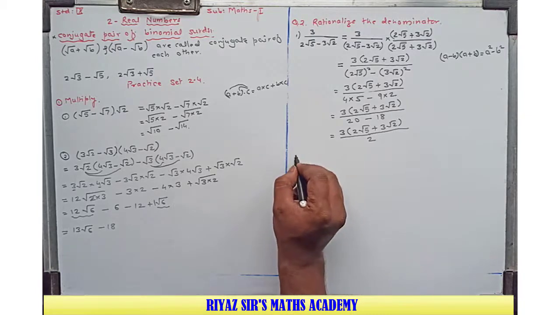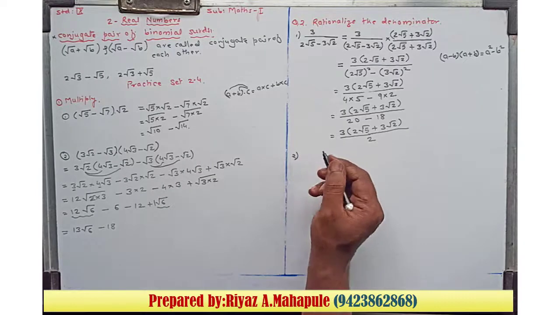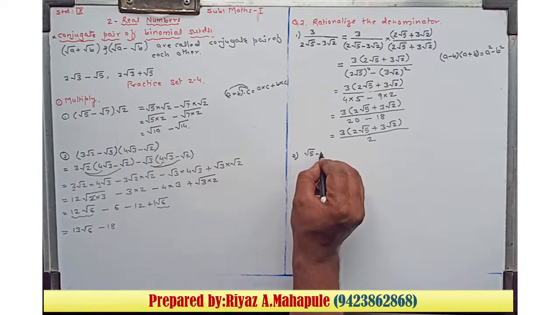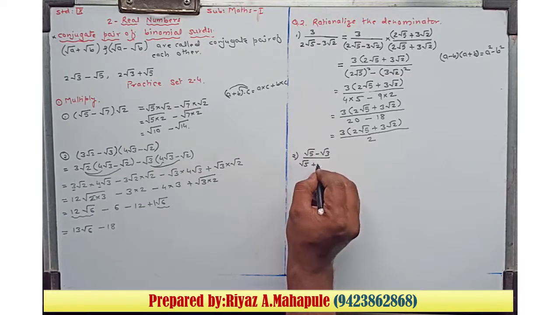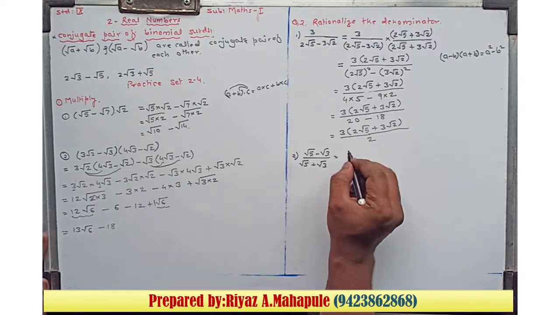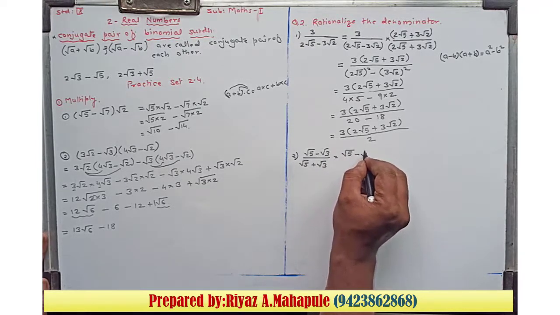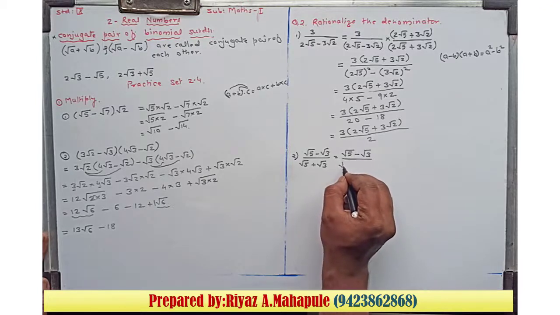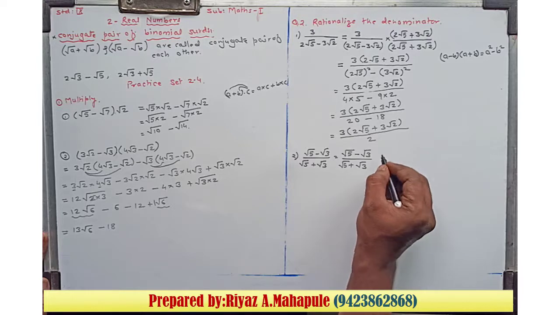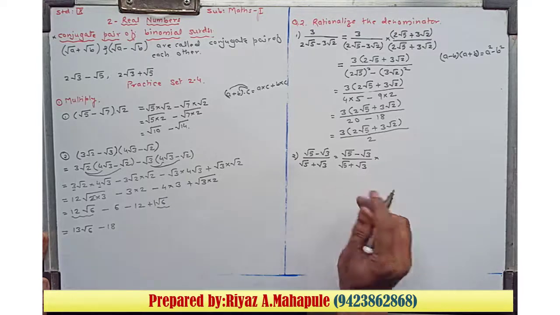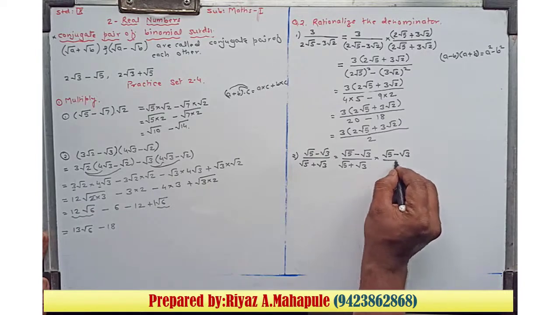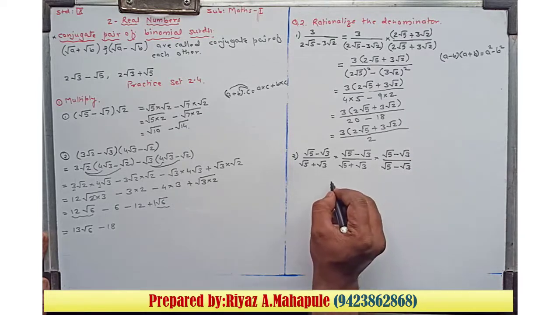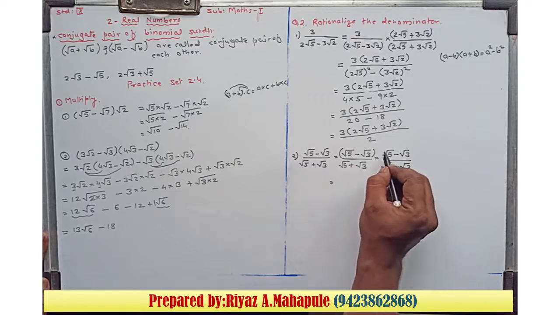Okay, now the second example is root 5 minus root 3 divided by root 5 plus root 3. Now we write the given question as root 5 minus root 3 upon root 5 plus root 3. Now we have to take the conjugate of the denominator. So the conjugate of the denominator is root 5 minus root 3. Just multiply by that conjugate to numerator as well as denominator. We will follow the same procedure.